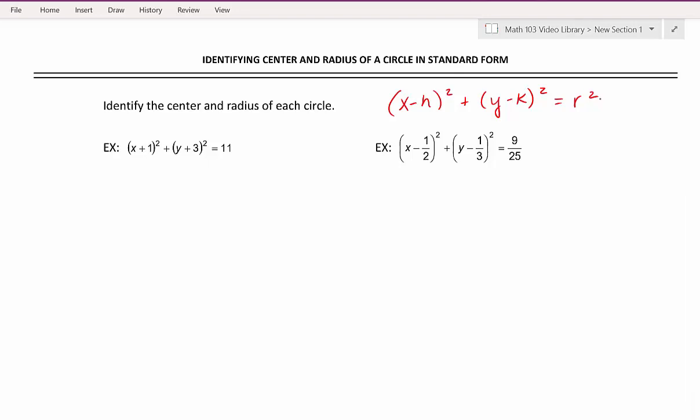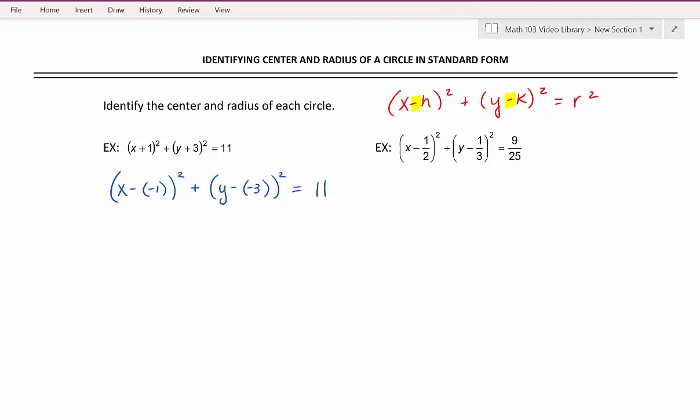So our first equation, (x plus 1) squared plus (y plus 3) squared equals 11, is definitely in standard form. And from here, we want to identify the center and the radius. You'll notice that our standard form has minuses in our equation. In this first example, there are not minuses in the equation. So we can force the minus by rewriting this as (x minus a negative 1) squared plus (y minus a negative 3) squared equals 11.